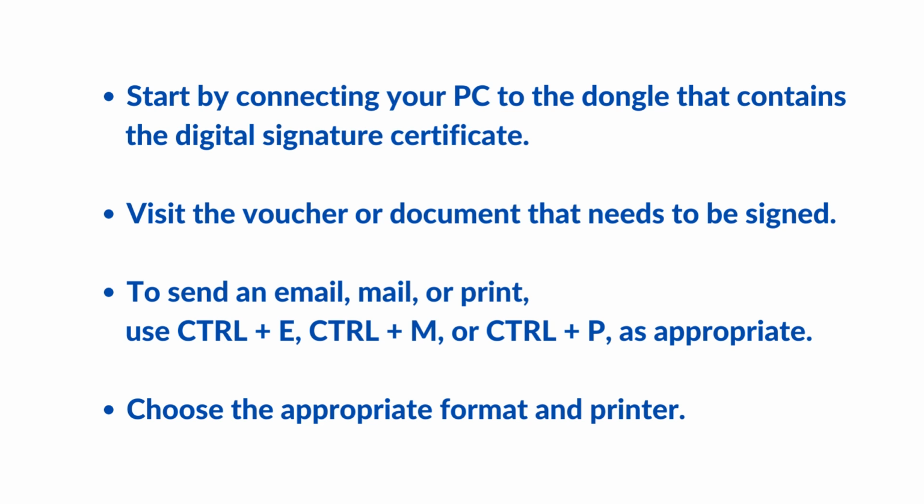Start by connecting your PC to the dongle that contains the digital signature certificate. Visit the voucher or document that needs to be signed. To send an email, mail, or print, use Ctrl+E, Ctrl+M, or Ctrl+P as appropriate. Choose the appropriate format and printer.